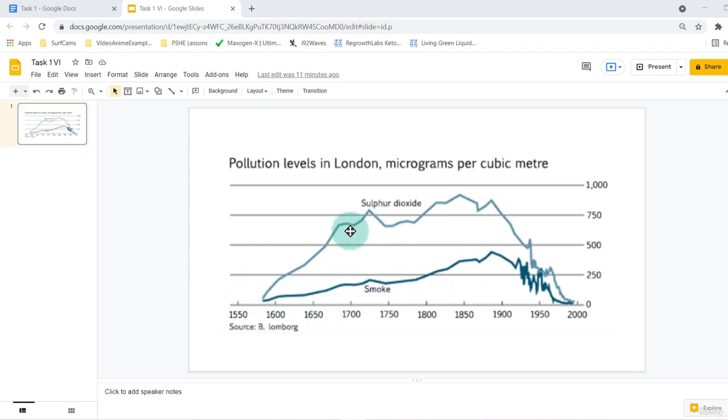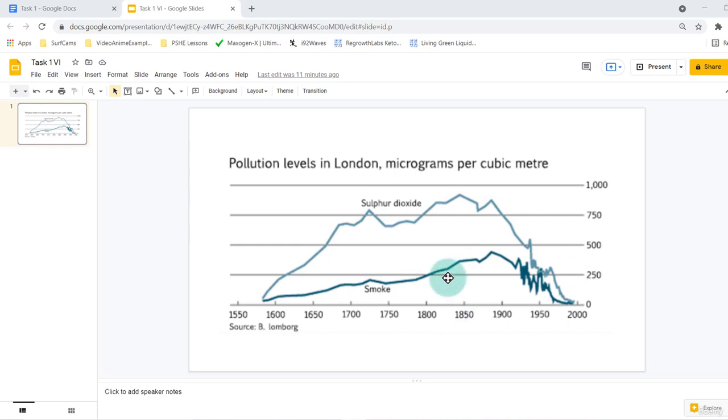Along the key, we'll take a look at these lines. First, we've got sulfur dioxide and we've got smoke, 2 pollutants. Now, you don't have to know what these things are. You don't need, as I always say, any scientific knowledge. We just simply need to report the trends, making comparisons where possible. Sulfur dioxide is definitely higher across all years. That's something that you could include in your overview. Overall, sulfur dioxide was far greater in terms of pollutants in the air than smoke, something like that.